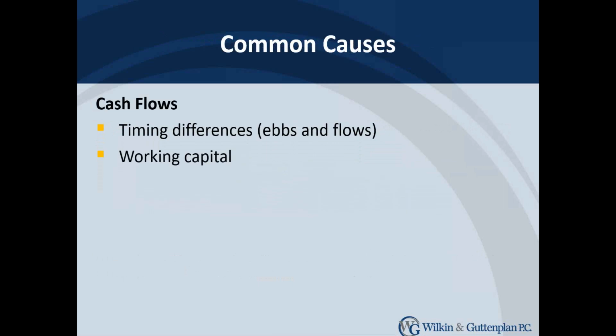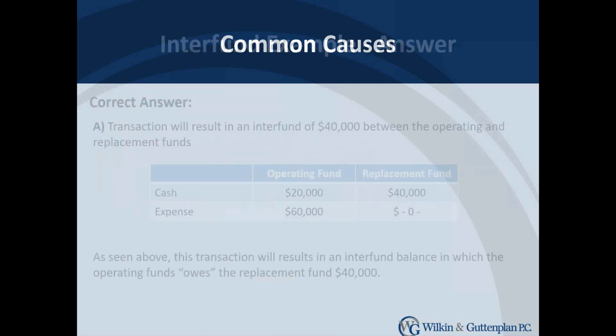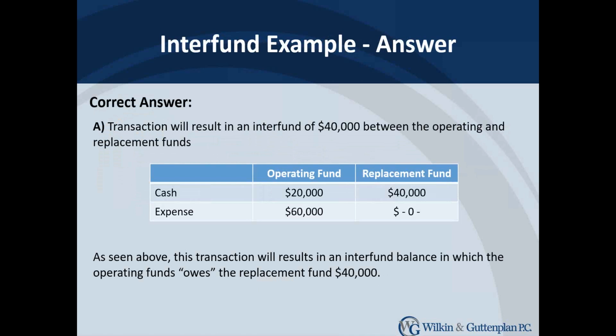Mike, before you go on to the next common cause of timing differences, do you want to go back 2 slides? A question came in: on our financial statements, we do have an interfund. You can see the interfund of 40, which you discussed. How will it show? Will it be positive or negative on the balance sheet? Where will they see that, and will it be a positive or negative number?